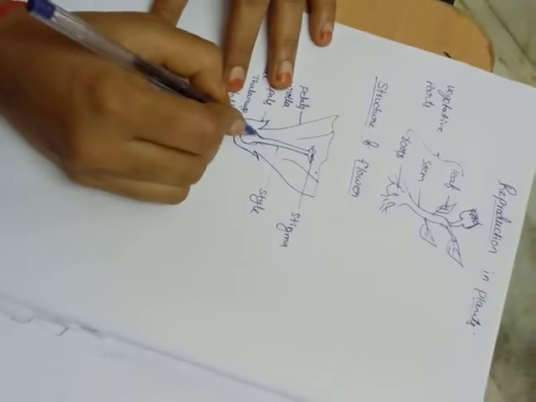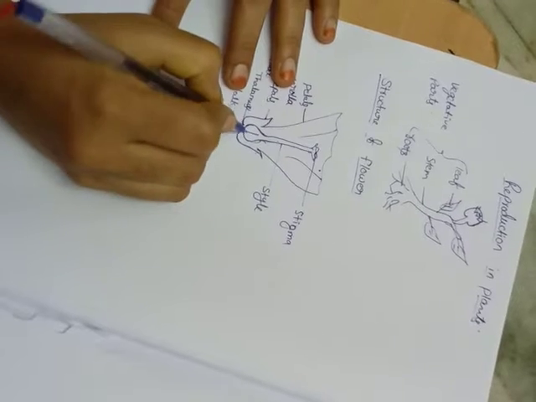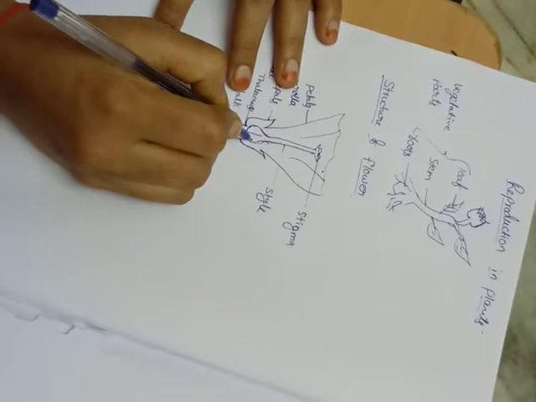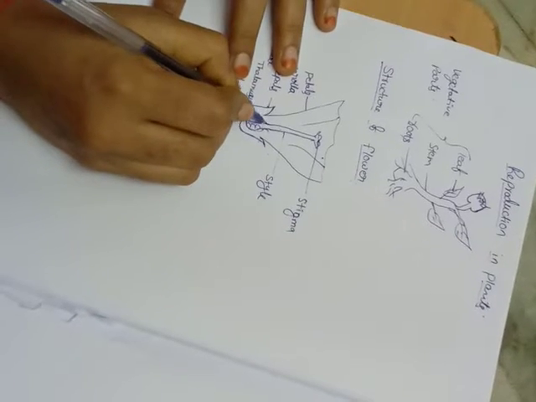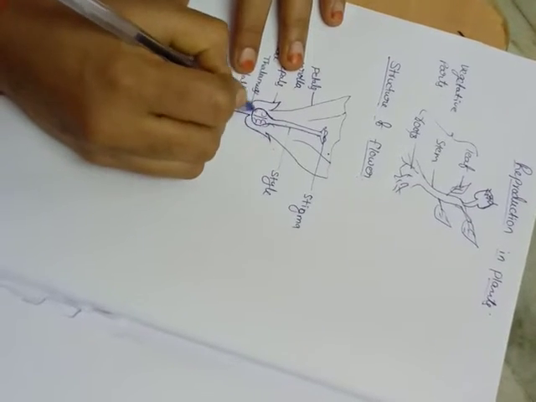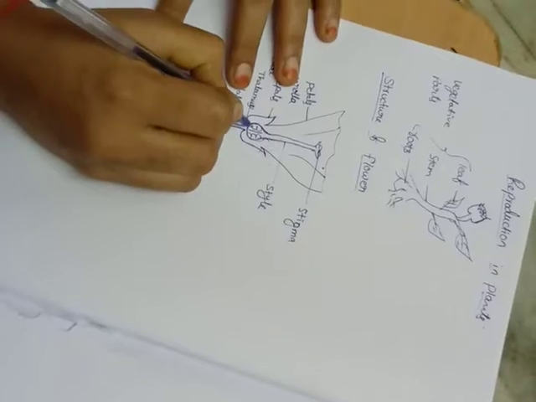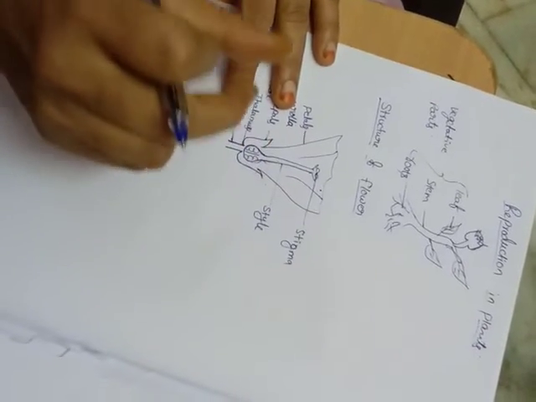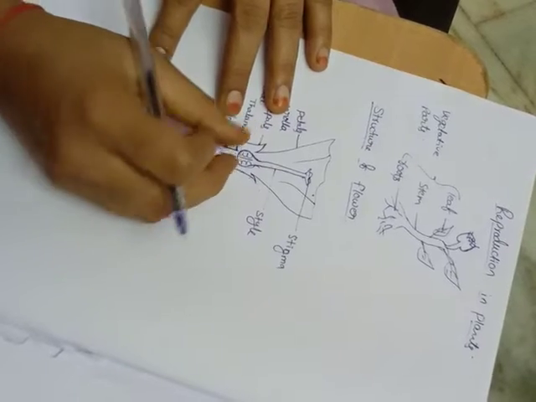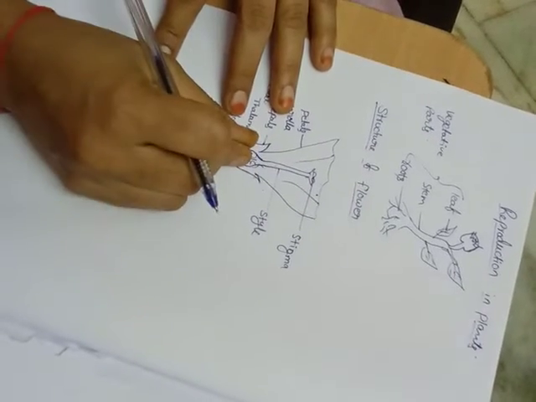In this bulb, we have the ovary. This whole part is called the ovary. Inside the ovary, we have ovules. These are the female parts of the flower. These are also called gynoecium.